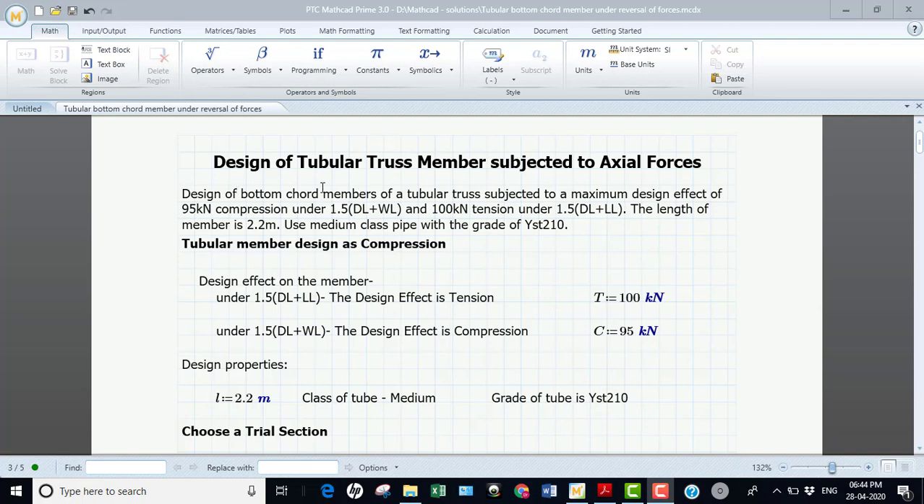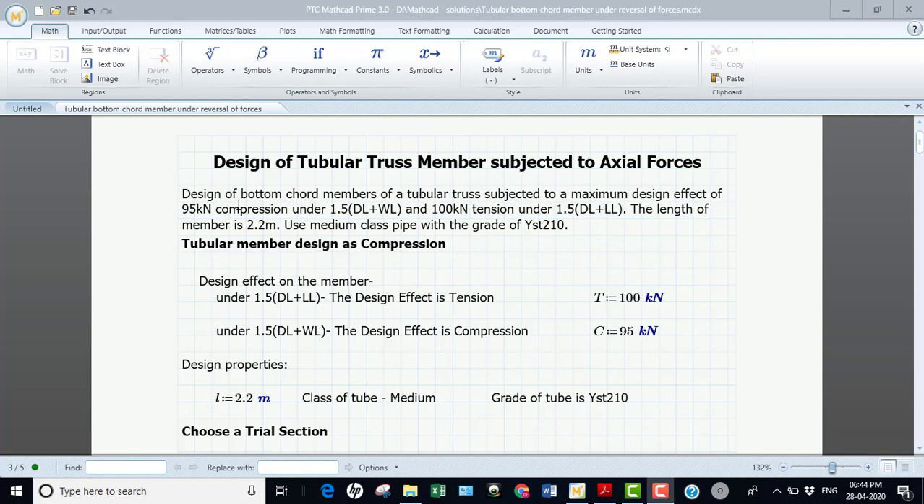This bottom chord member is subjected to a maximum effect of 95 kilonewton with the nature of compression under the factored load combination of dead load and wind load. Then the same member is subjected to a maximum tensile force of 100 kilonewton under a factored load combination of dead load and live load.